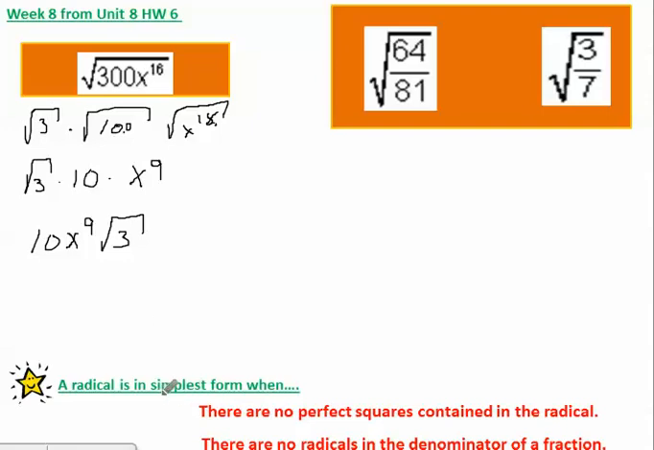What is simplest radical form? It is where there are no perfect squares contained in the radical. I don't want to leave any perfect squares underneath the radical. Okay? I do not want to have radicals in the denominator of a fraction.